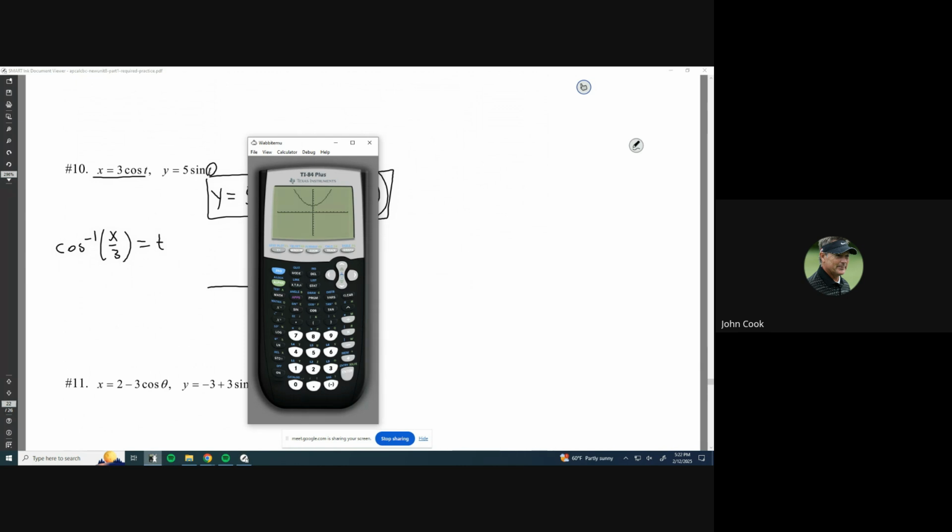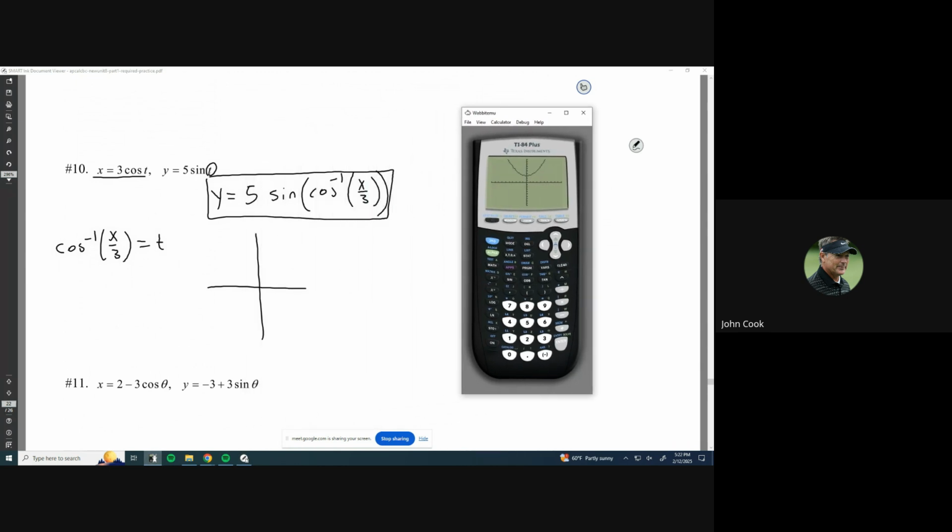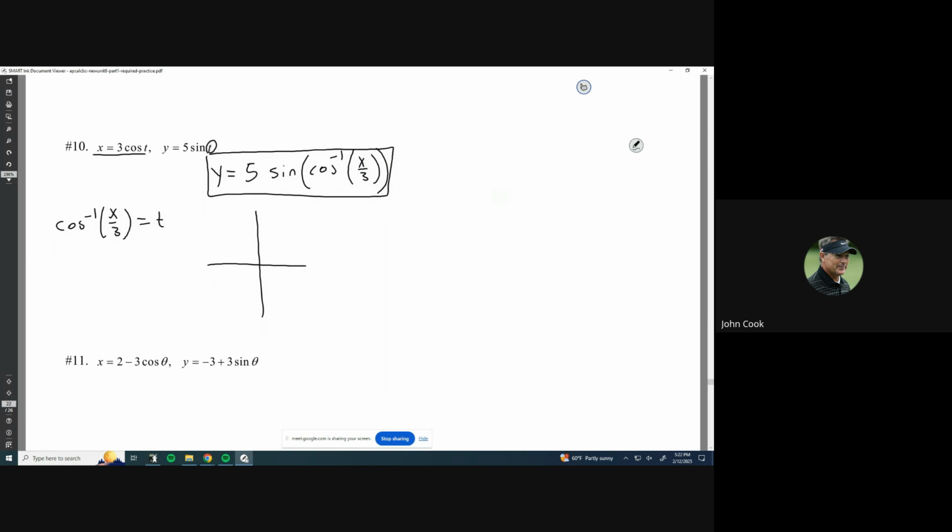Okay, and then if I want to graph it out, I just go back over to my calculator and graph the thing out. So 3 times the cosine of t, and then 5 times the sine of t. And if I graph it, it looks like a circle to me. No, an ellipse, because it's going up and down by 5 and to the right and the left by 3. It looks like it's centered at 0, 0, and then I go to the left and the right by 3, up and down by 5.